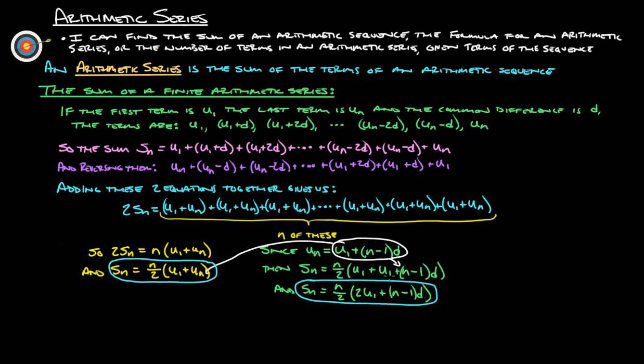That's this formula here. We go through and we simplify this. Basically, u sub 1 plus u sub 1 is 2 u sub 1s. And we come up with the formula for the sum of an arithmetic series. Okay? So that's the sum of all the terms in our arithmetic series. All right?